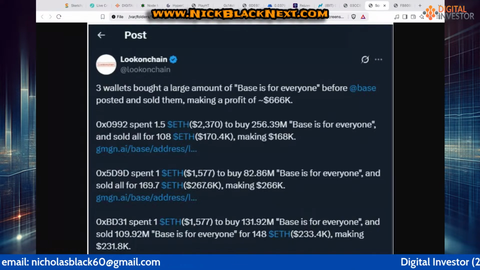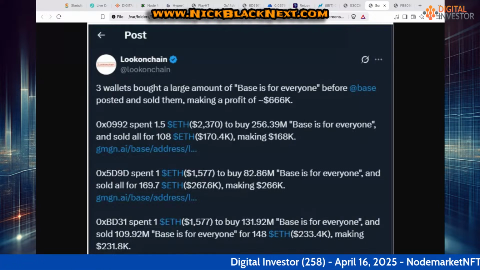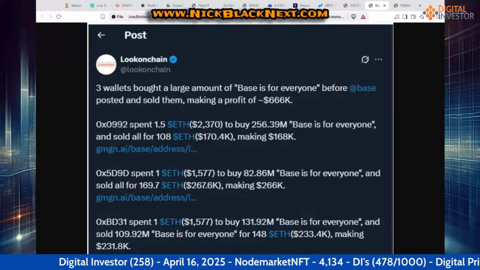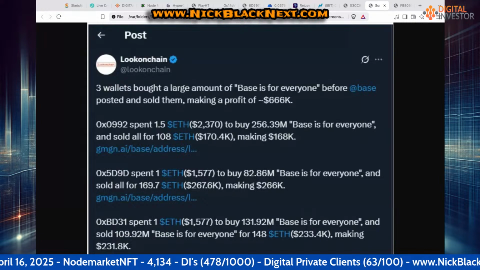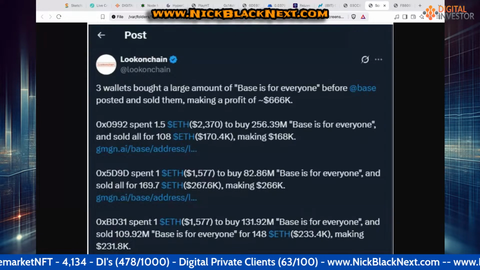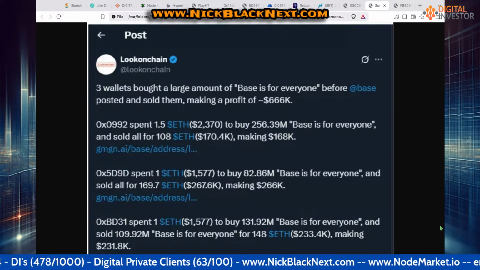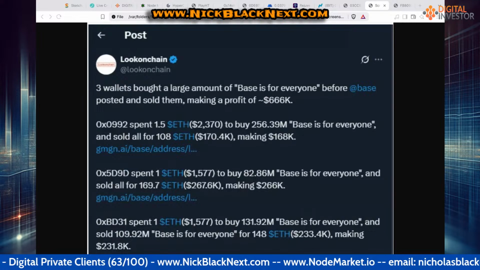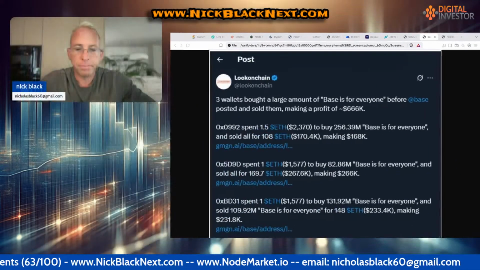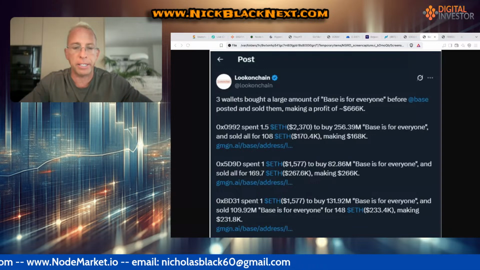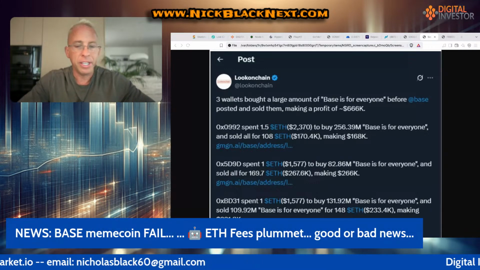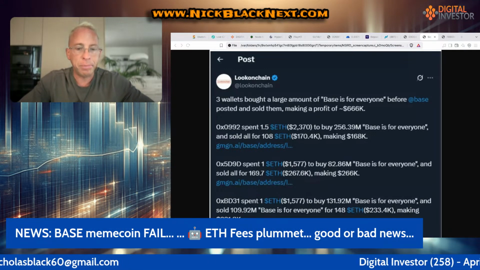And I feel like it's probably the same person, because the third wallet spent 1 ETH to buy 131 million tokens, and they booked a profit of a cool $231.8 thousand. Base for everyone, though, right? Base for everyone. Woo! So my sketch meter goes up when I hear some crap like that. Anyway, Base for everyone, I guess.